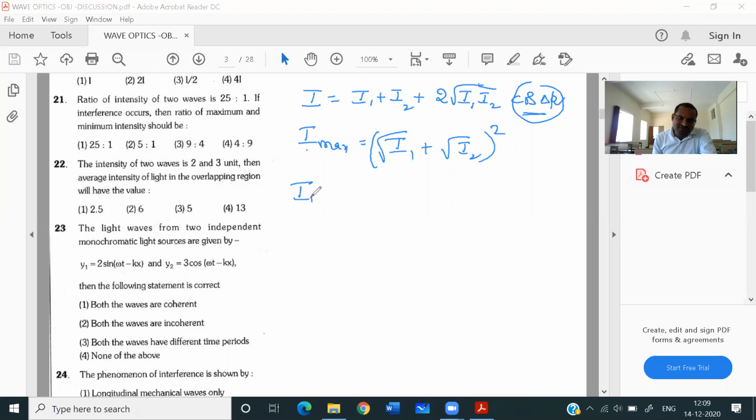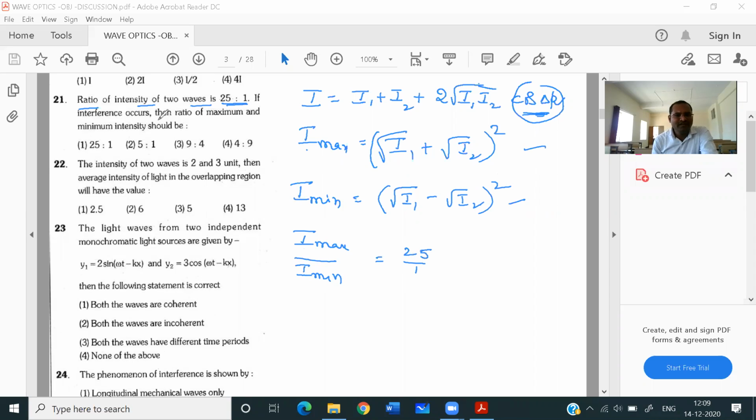And minimum intensity will be when cos delta phi is equal to minus 1, and it will be root of I1 minus root of I2 whole square. This is the minimum intensity. Remember these two formulas, they are important. They have given that the ratio of intensities of the two waves is 25:1. So then what is the ratio of maximum to minimum intensity?